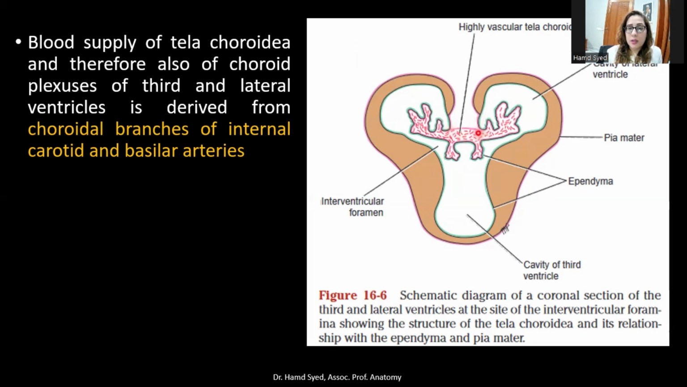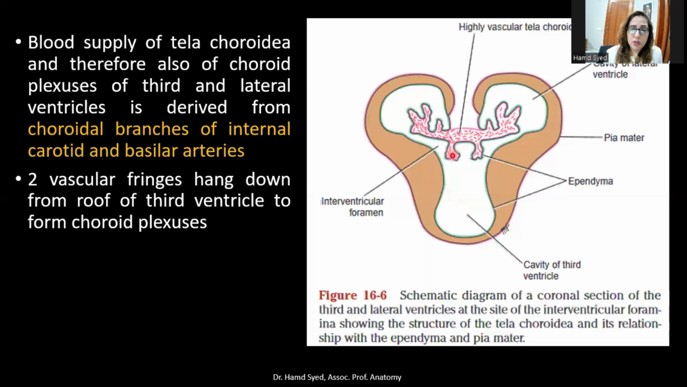So here again, this is a coronal section through the third and lateral ventricles. These are the lateral ventricles, the paired ones, and here is the midline cavity of the third ventricle. Now, as we have taken a coronal section, we can see here is the highly vascular tela choroidea, and projecting from this tela choroidea are the choroid plexuses of the lateral ventricles, and here you can see are the choroid plexuses of the third ventricle. Two vascular fringes hang down from the roof of the third ventricle to form its choroid plexuses.